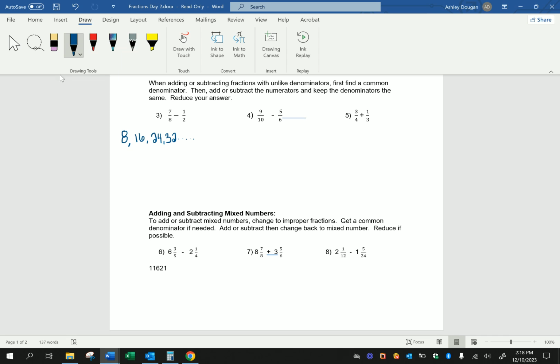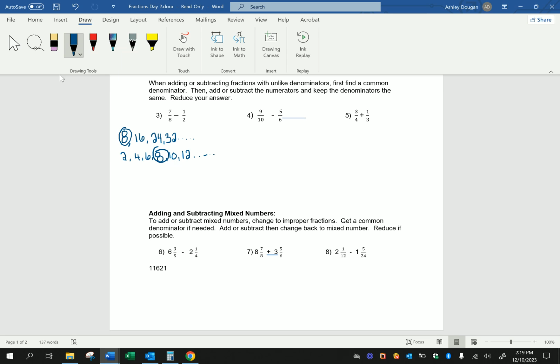Then I take the bottom number, which is 2, and I'm going to list out multiples of 2. 2 times 1 is 2. 2 times 2 is 4. 2 times 3 is 6. And I'm just listing out a couple of multiples of 2. And I'm going to compare both lists. And my least common multiple, or my least common denominator, is going to be the smallest number that occurs in both lists, which in this case would be 8. 8 is the smallest number that occurs in both lists. That means 8 is my common denominator. It's my least common multiple.